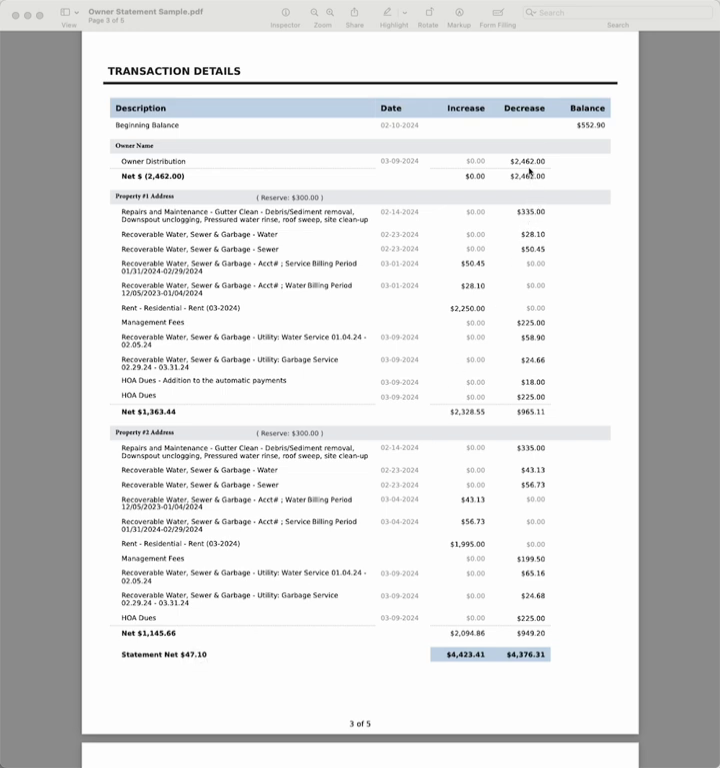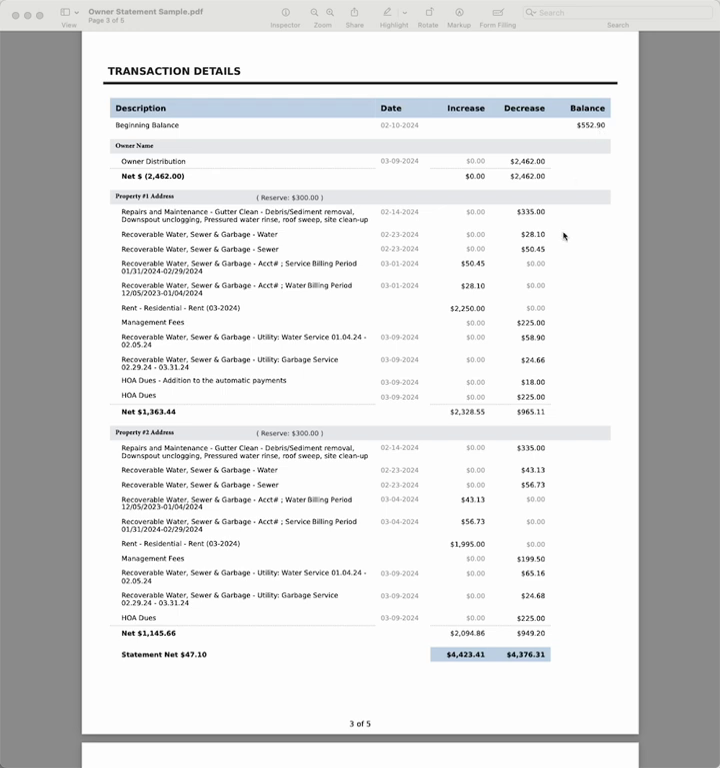It is important to note that this decrease, this owner distribution, is included here in this net amount. The way that we get to the distribution amount is actually taking all of the income. So we would take this number here on the increase, this 4,423.41. We would subtract the decrease or the money out for each of the individual properties. And then in this case, because we were short actually coming into the month by 4710. So that's our 4710 statement net here.